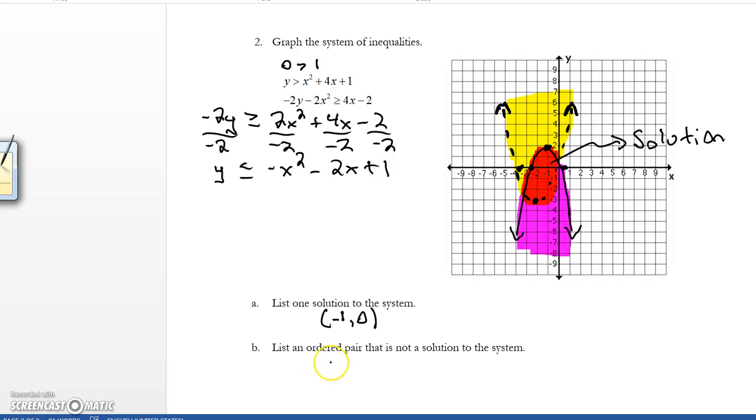So now, list an ordered pair that is not a solution to the system. You can choose anywhere outside the red region. Alright, so I'm going to choose 6, 0 because there's no doubt that that's not a solution. I could have chosen something in the yellow or the purple, but I just made it absolutely for sure.